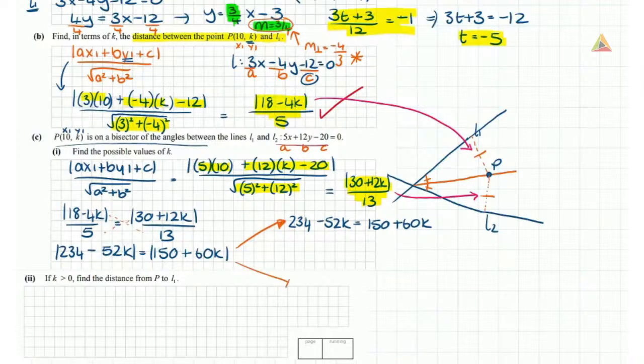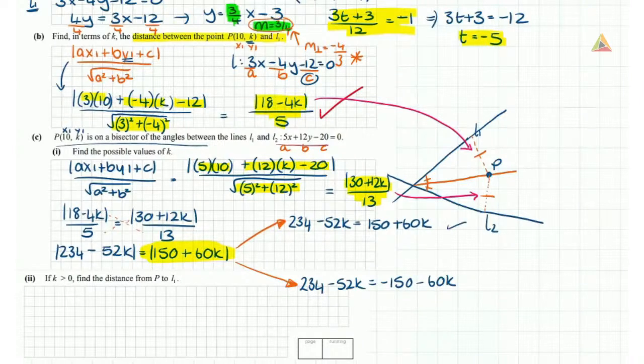Running out of a little bit of space here, but we'll go with it. Or the left, 234 minus 52k, could be equal to the negative of what we have here. So that would be minus 150 and minus 60k. So we're minusing the whole right-hand side. And from there, it's just a matter of solving your equation.